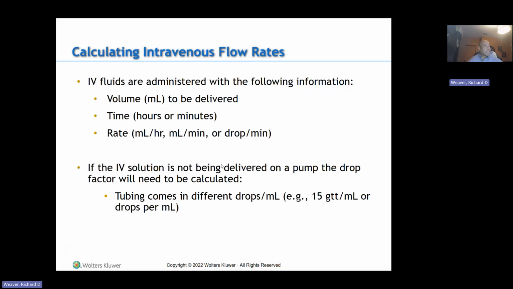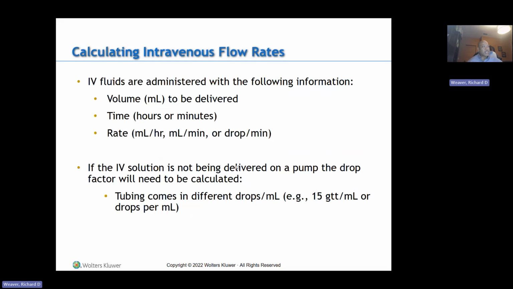In terms of calculating intravenous flow rates, IV fluids are administered with the following information. We need the volume to be delivered. We need to know the time in hours or minutes, but usually we take the hours and convert them to minutes. Also the rate: we have milliliters per hour, milliliters per minute, or drops per minute. It all depends on what the order is.